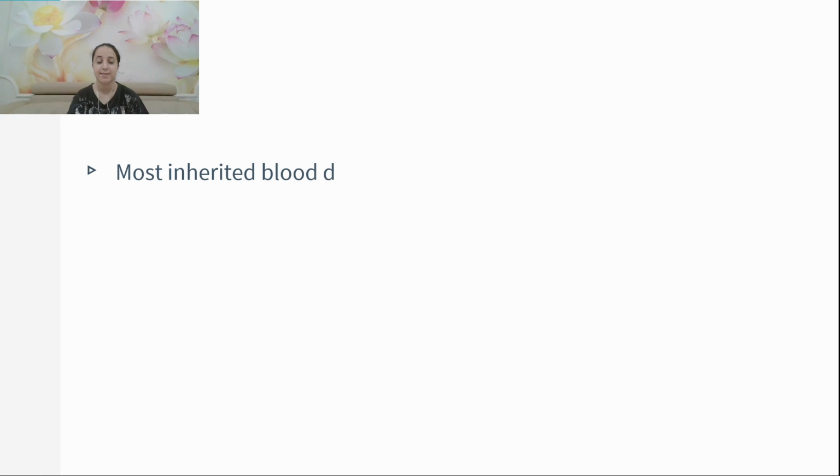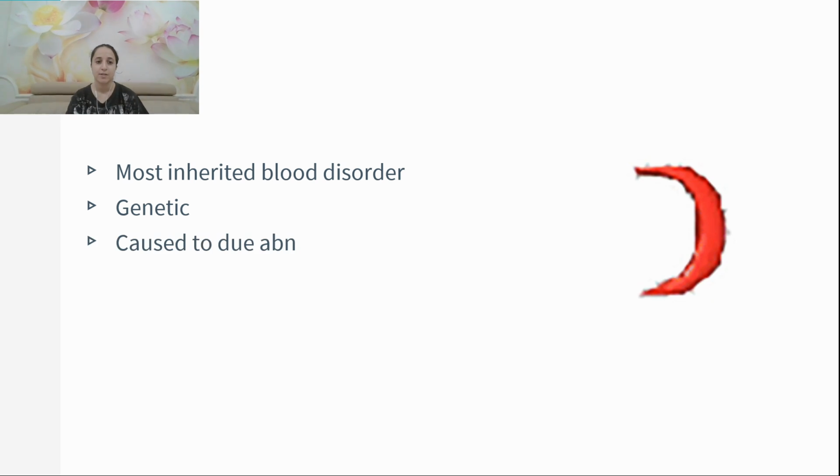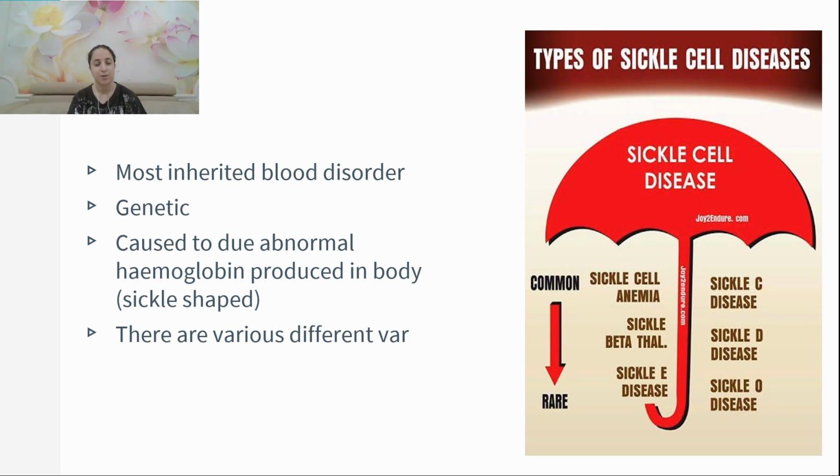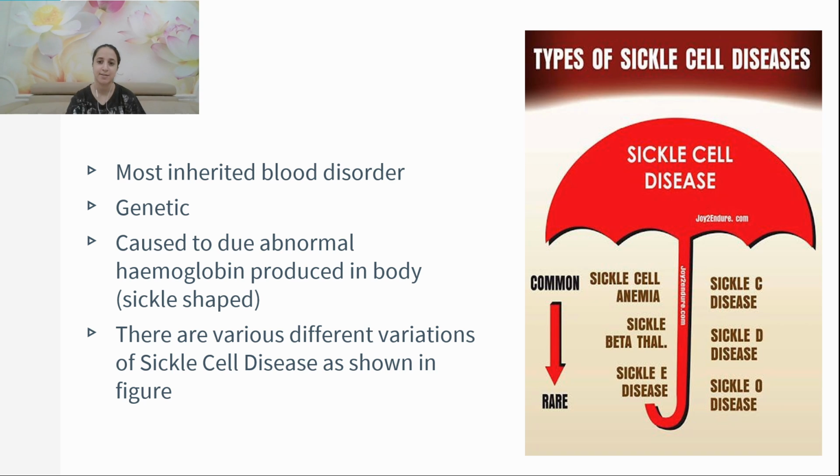So sickle cell disease is the most inherited and the most common blood disorder. It is genetic in nature, which means that it is not something which you can catch later in life, but it is something which is in your genes. It is caused due to abnormal hemoglobin produced in your body, and the hemoglobin is sickle shaped in this case. There are various different variations of diseases which come under the umbrella of sickle cell disease, which we'll be discussing towards the end of the video.